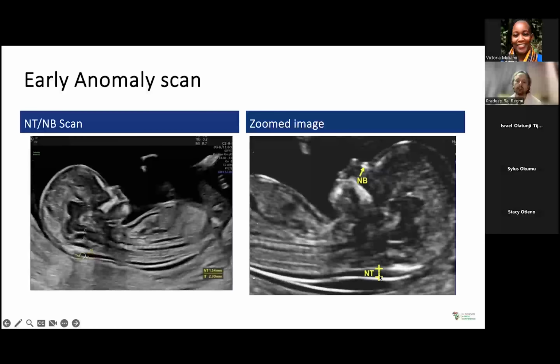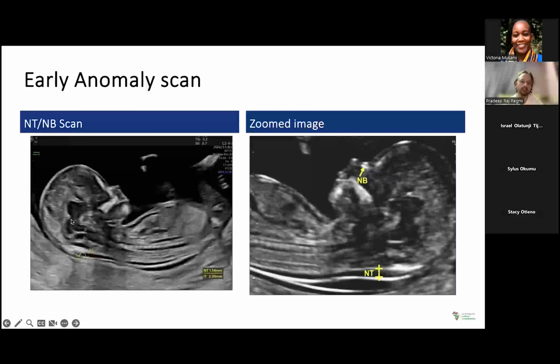Commonly, if it is more than 3 mm, we suspect trisomy or Down syndrome. So the mother gets another dual marker scan in blood as well after we suspect this.